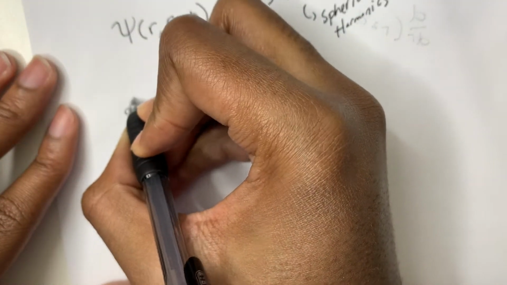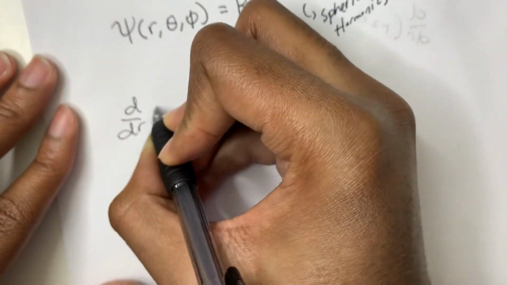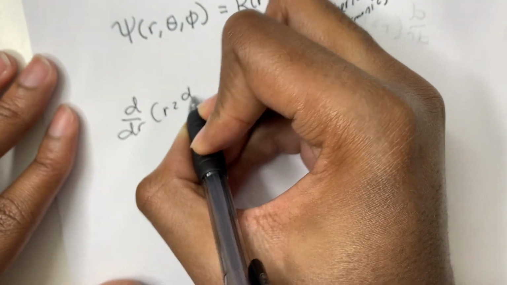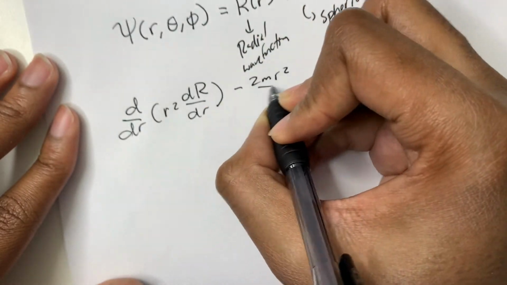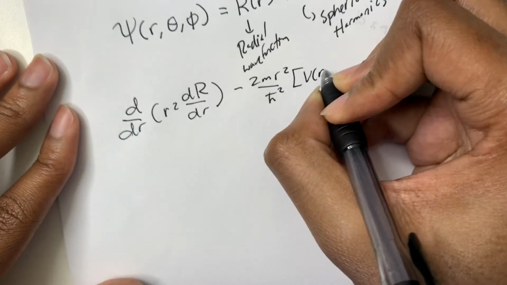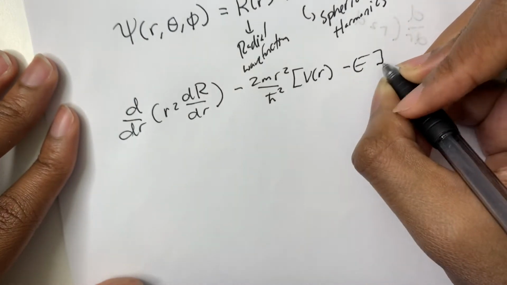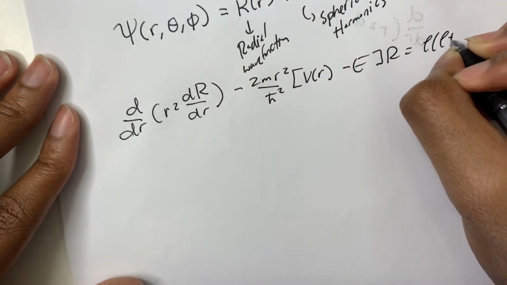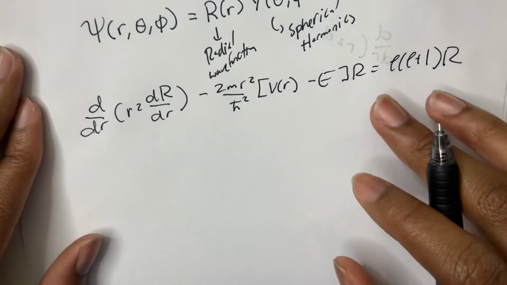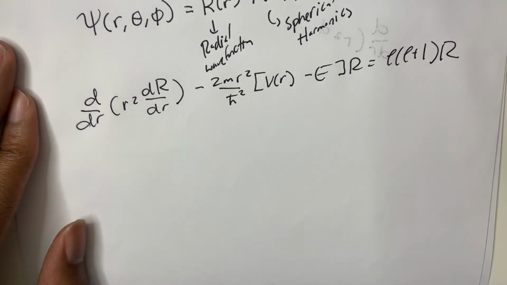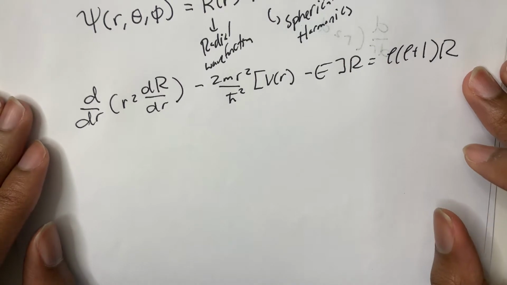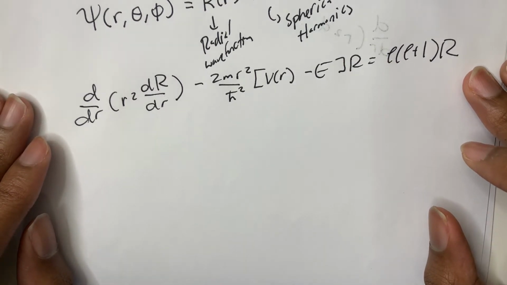We derived this over here. I'll talk about what it means in a short moment. So (V(r) - E) R(r) = l(l+1) R(r) over r squared. We derived this equation in the first video. Now again, if this seems odd to you, I recommend watching the previous two videos in this series. Again, this series is titled the hydrogen atom.